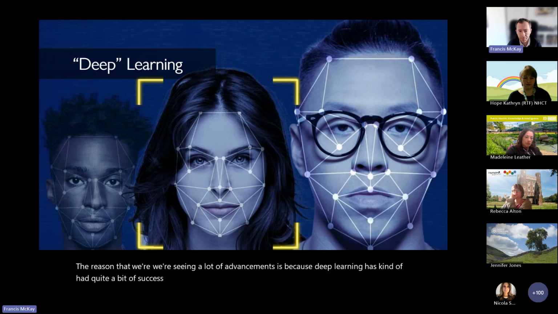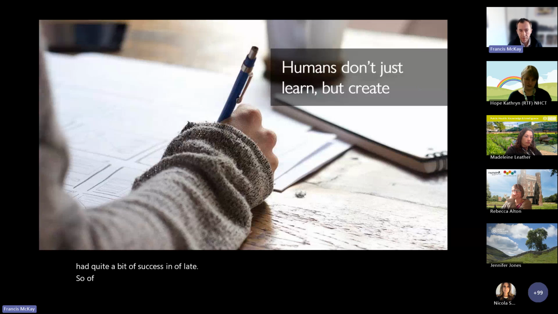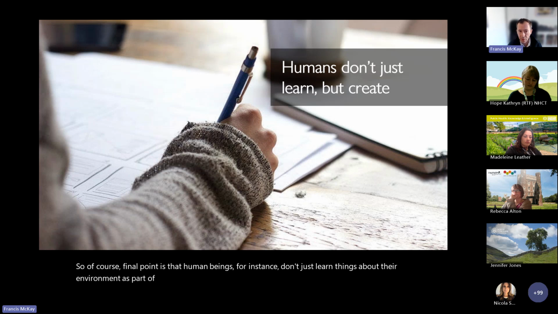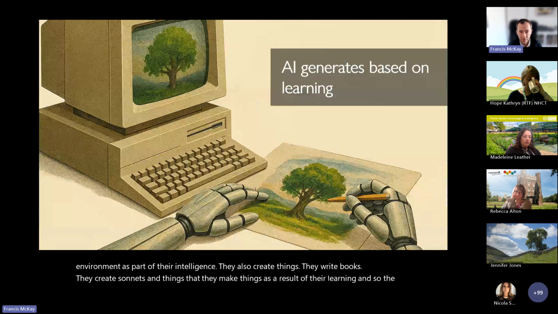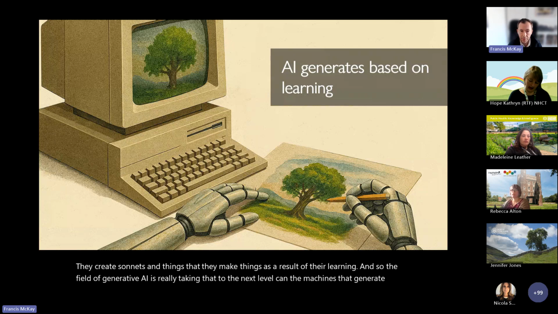The reason that we're seeing a lot of advancements is because deep learning has had quite a bit of success of late. So of course, final point is that human beings, for instance, don't just learn things about their environment as part of their intelligence. They also create things. They write books. They create sonnets. They make things as a result of their learning. And so the field of generative AI is really taking that to the next level.